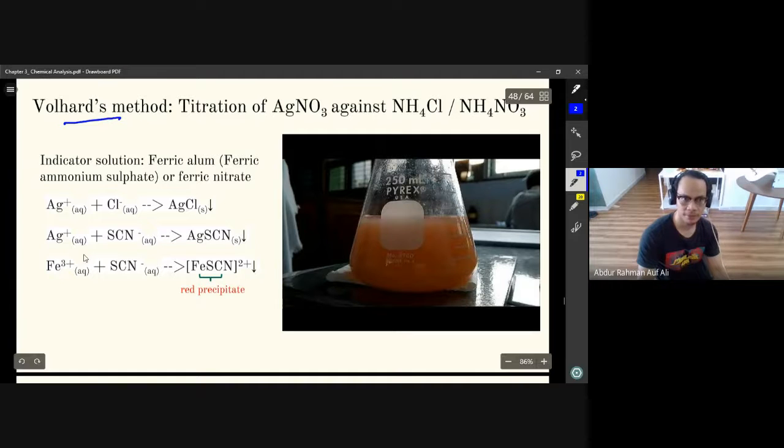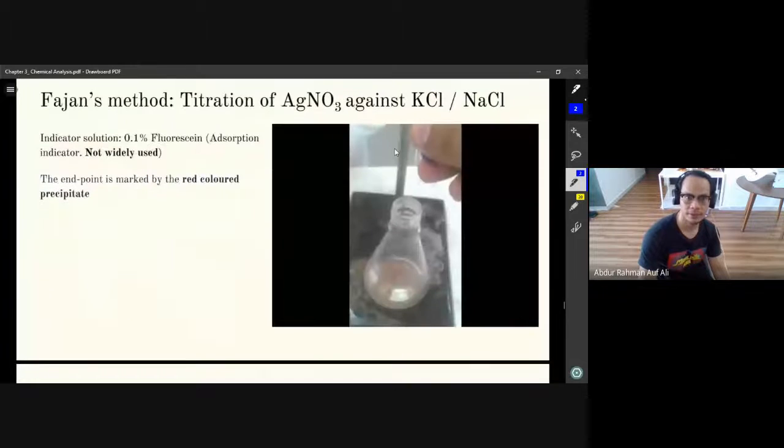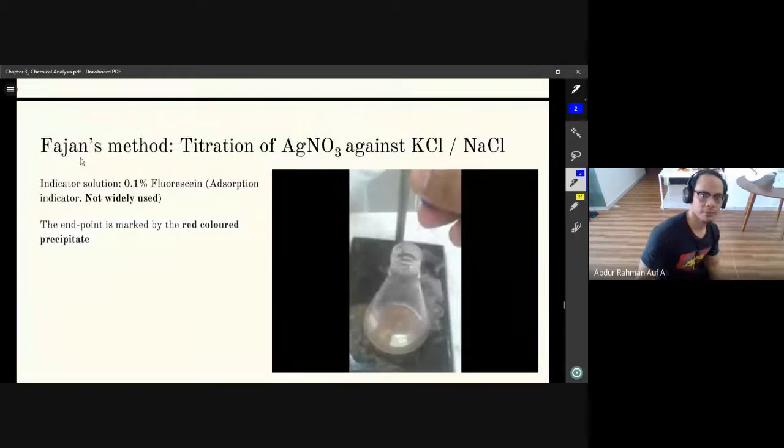Okay, so the mechanism is still the same. The precipitate reacts with the indicator, not the reagent, not silver nitrate, not ammonium chloride. Okay, the precipitate AgCl. And lastly, Fajan's method, titration of silver nitrate with potassium chloride or NaCl. So this is not what they use anymore. I'm not sure why.